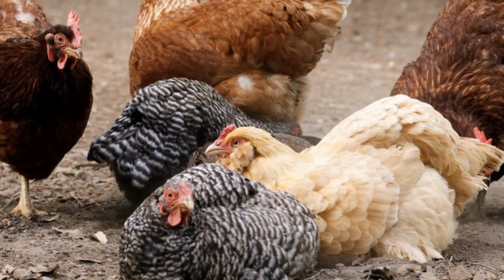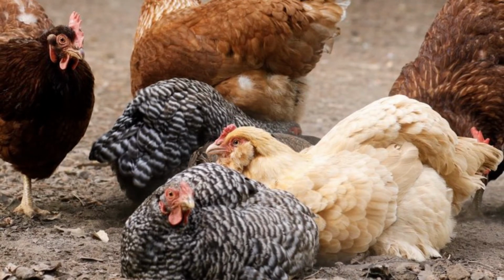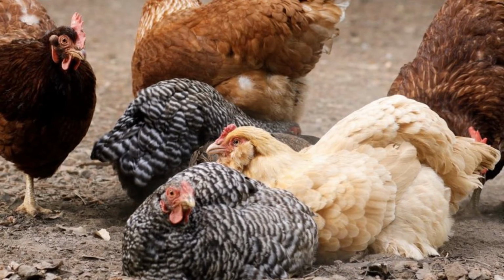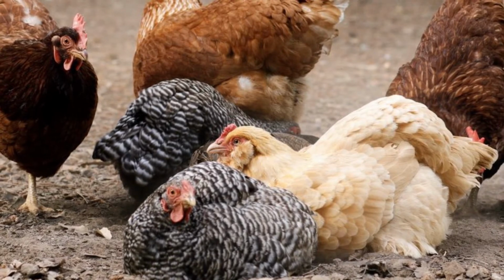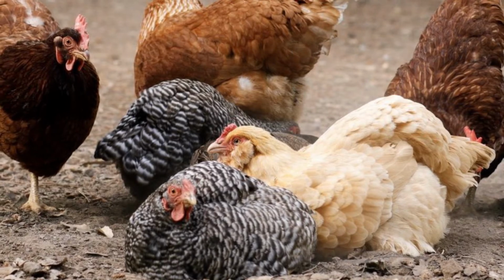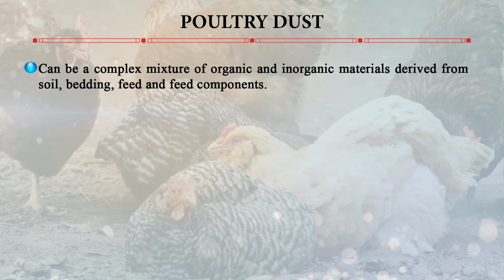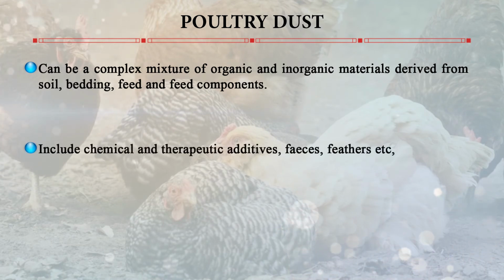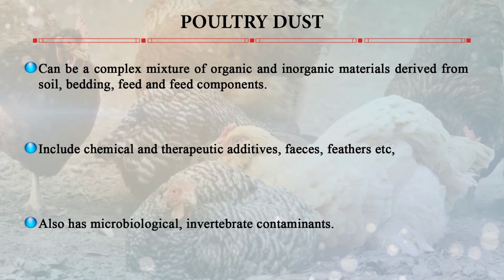Now this is a figure of poultry dust, where the chickens and chicks are actually grown. They can be roaming around freely in a field or in contained areas, in small parlors and cabins. So they can have a complete mixture of organic and inorganic materials like soil, bedding, and feed components, and it is a dusty area. So poultry dust is also an important thing that a farmer can inhale. It includes chemical and therapeutic additives, feces, and feathers of the organism, and that may also contain certain biological agents. So this has microbiological and invertebrate contaminants, chemical as well as organic and inorganic materials.